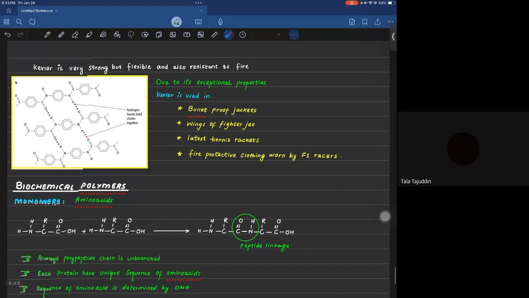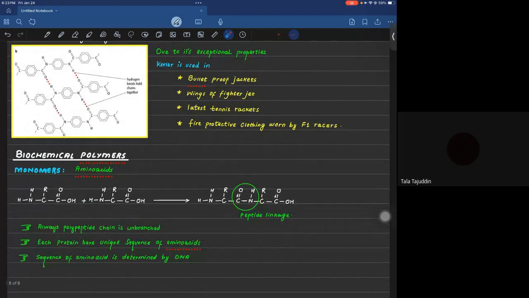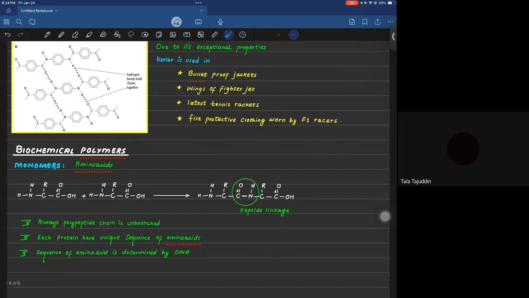Okay, and then we have biochemical polymers. Proteins are made by the reaction of different amino acids. So the monomer for the protein is amino acid. If you join them together, ultimately you are going to make protein. That's it. It's very simple.